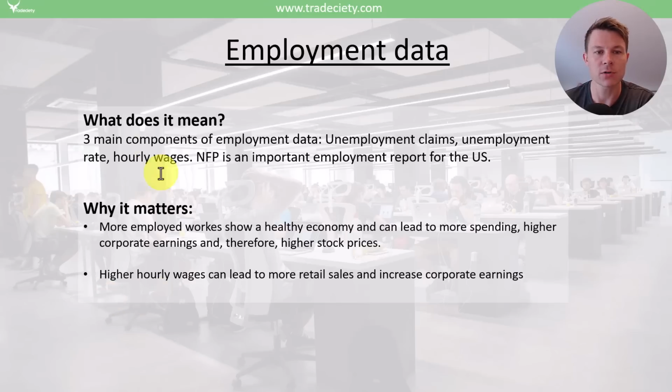And it's also important to pay attention to the hourly wages, because higher hourly wages can lead to more retail sales and increased corporate earnings. However, when you see that the hourly wages are not rising as fast as, for example, inflation, this could also be bearish for the market, because inflation is rising too fast and consumers might lose purchasing power.